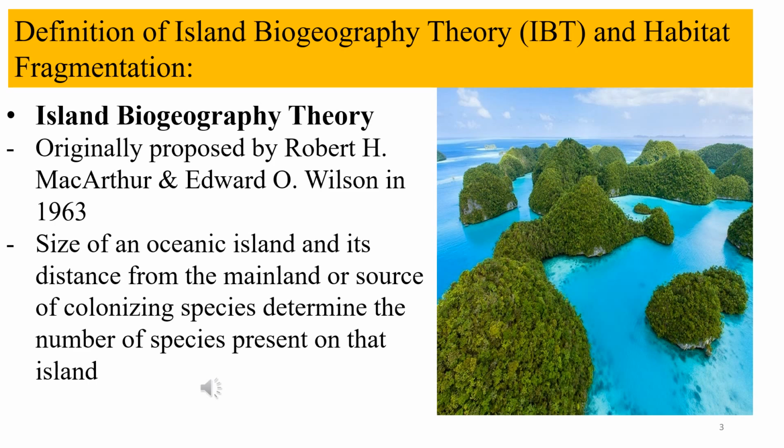I will start with a brief definition of our two main topics. So the island biogeography theory, which was originally proposed by MacArthur and Wilson in 1963, states that the size of an oceanic island and its distance from the mainland or from the source of colonizing species influences the number of species present on that island.